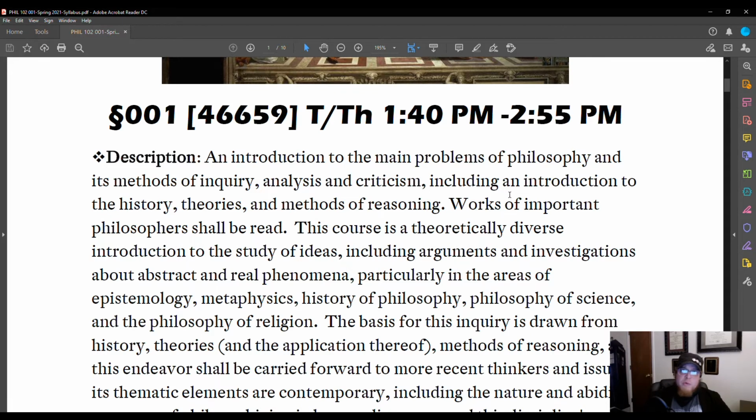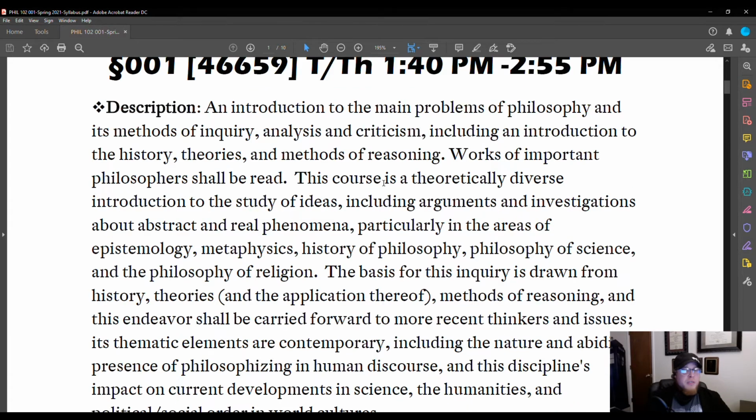So what will we be doing in Introduction to Philosophy? Well, it's right here. It's an introduction to the main problems of philosophy, and its methods of inquiry, analysis, and criticism, including an introduction to the history, theories, and methods of reasoning. Works of important philosophers shall be read. This course is a theoretically diverse introduction to the study of ideas, including arguments and investigations about abstract and real phenomena, particularly in the areas of epistemology, metaphysics, history of philosophy, philosophy of science, and the philosophy of religion.